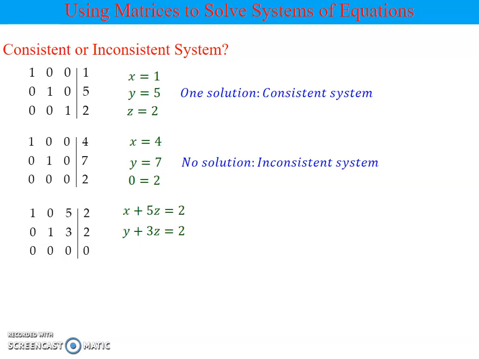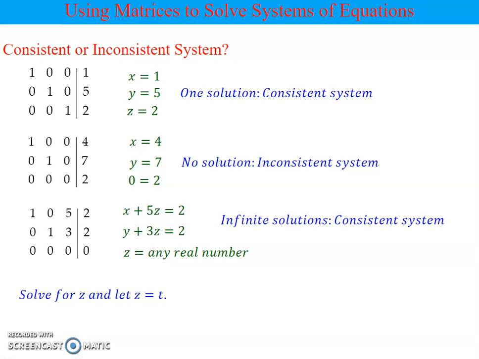So we have an equation for x, we have an equation for y, and we're allowed to let z be whatever we want. So what we would do is solve this for x, solve this for y, and then z would be whatever letter we want. We'll let it just be t in this particular case. So when you solve for x, you'll get 2 minus 5z, y will be equal to 2 minus 3z, and then z is equal to t.